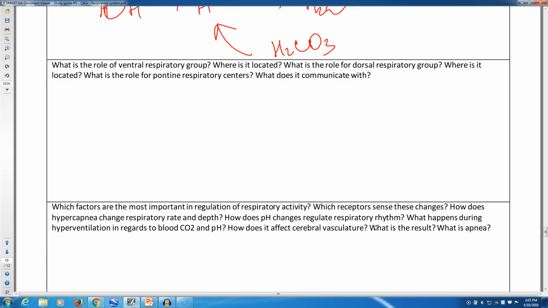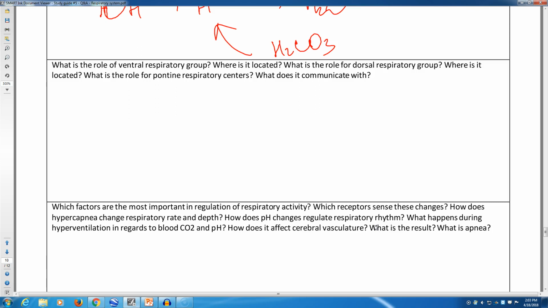Now, VRG, what does it communicate to directly? Why do we breathe? No. Why? I mean, what produces the movement? Muscles, right? So VRG communicates to muscles. DRG communicates to VRG. And pontine respiratory centers communicate to both ventral and dorsal respiratory groups. Does that make sense?